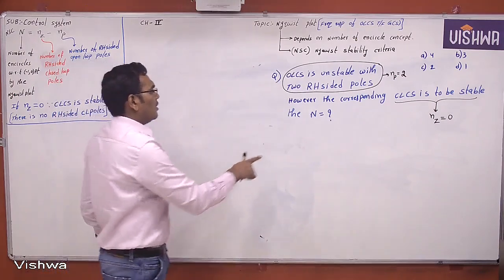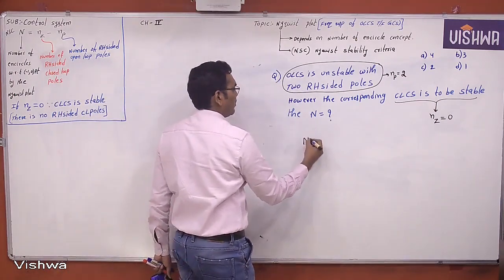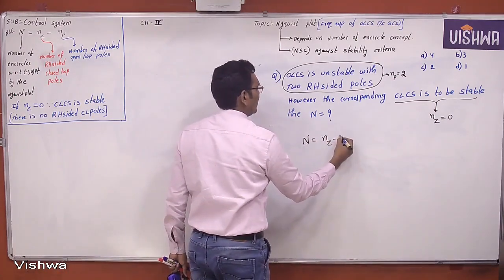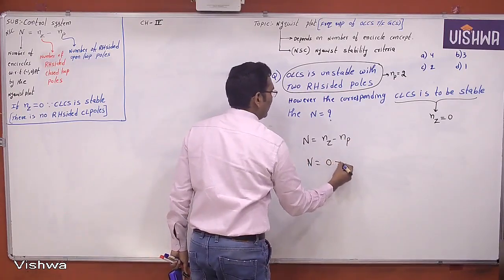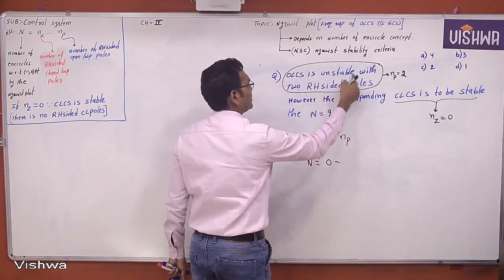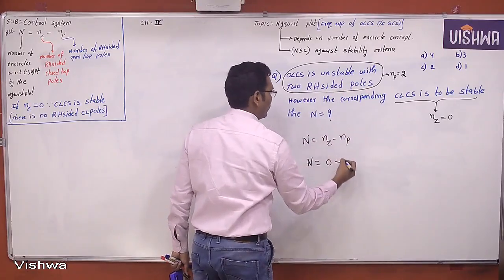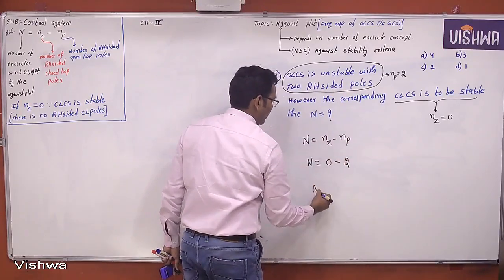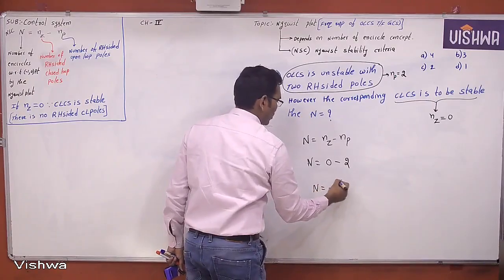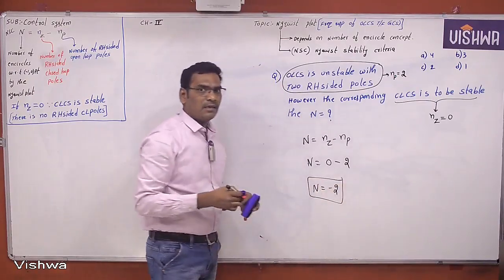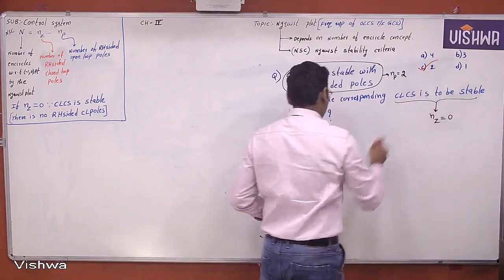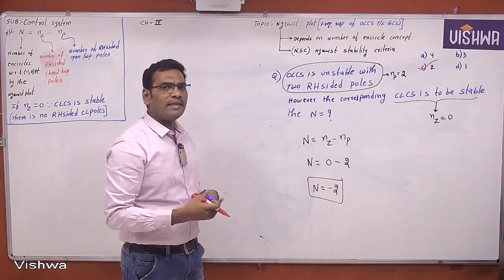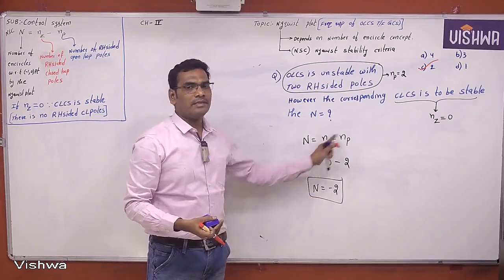Then he is asking what should be the number of n circles. The number of n circles equal to NZ minus NP. So N equals NZ, which is 0, minus NP, which is 2. N equal to minus 2. So the total number of n circles is 2. He is not giving the direction. If the direction is given, take anti-clockwise. Otherwise, take this one directly.